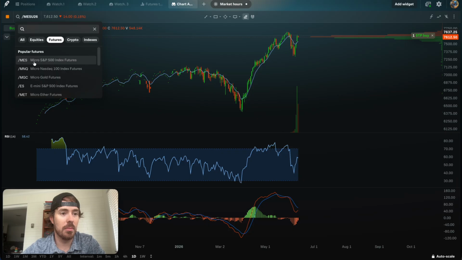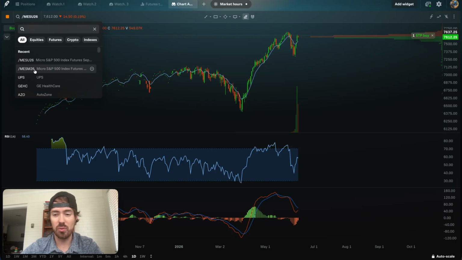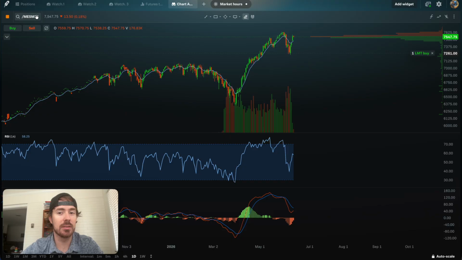But MES is what I like to trade, and then the last digit here, the U, is the expiration. If you don't have those memorized, you can Google it, right, and find out the expiration. This is the next expiration date. So where we were trading MESM, which expires June 18th, I think it's coming up. So this is the previous one.